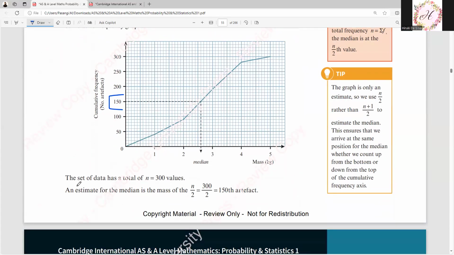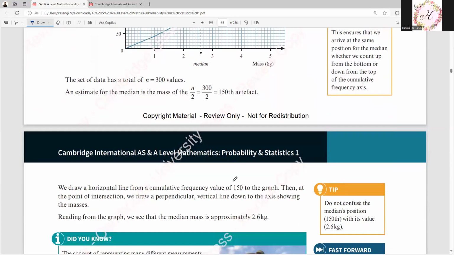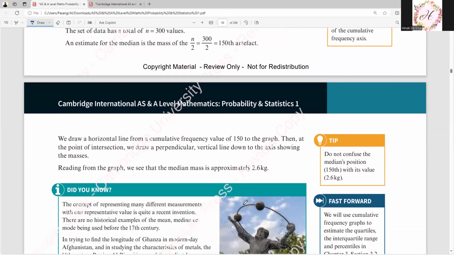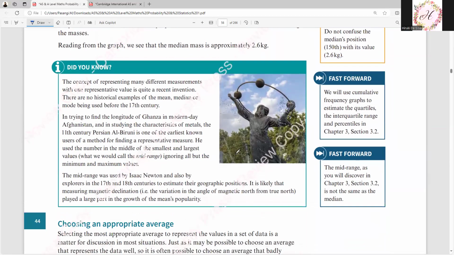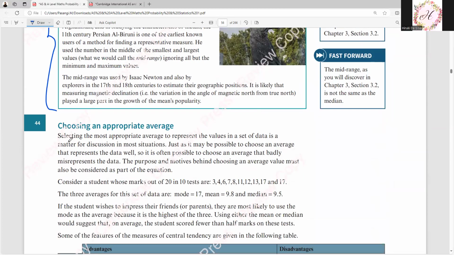The set of data has a total of n. This n value is equal to 300, and an estimate for the median is the mass of the n over 2, that means the 150th value. As I told you, if we read it from the graph itself, it would be approximately 2.6 kilos. Okay, then we have the 'Did you know?' box, a concept representing many different measures. That is it. Then I'll move to the next theory, choosing an appropriate average.